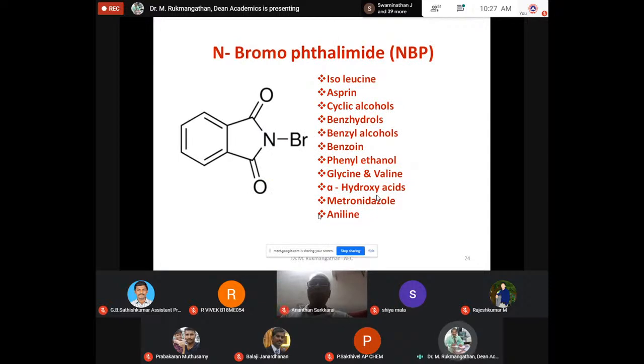The next one is somewhat more important compound, N-bromophthalimide. If hydrogen atom is present in this area, that is called phthalimide. Here, that hydrogen atom present in that phthalimide is replaced by bromine. It is called N-bromophthalimide, simply known as NBP. Isoleucine, aspirin, cyclic alcohols, benzhydrols, aromatic alcohols, benzyl alcohols, phenyl ethanol, glycine and valine, alpha hydroxy acids, metronidazole, and aniline. These substrates have been analyzed by making use of this N-bromophthalimide as the oxidizing agent.